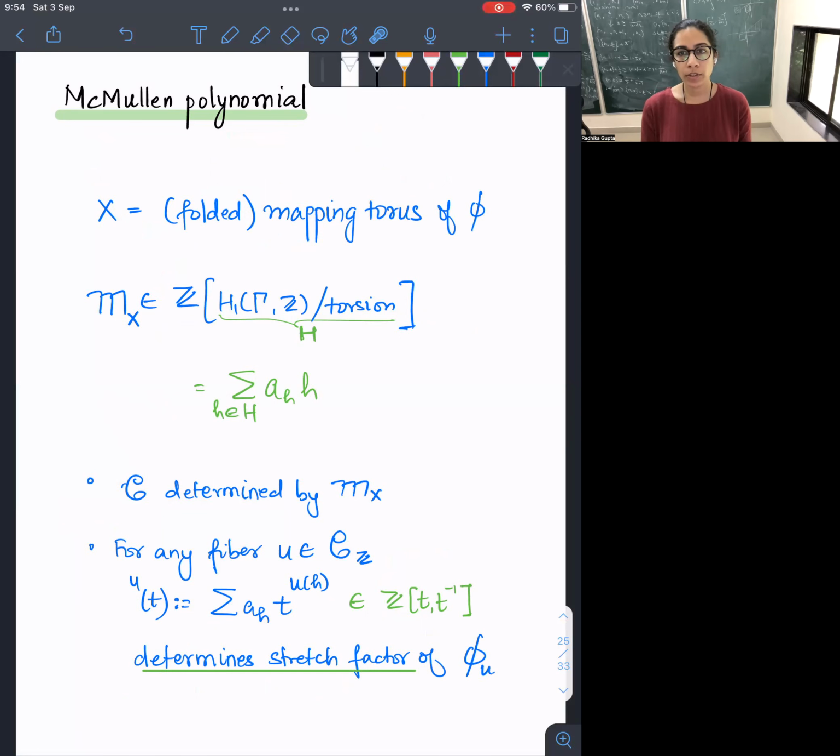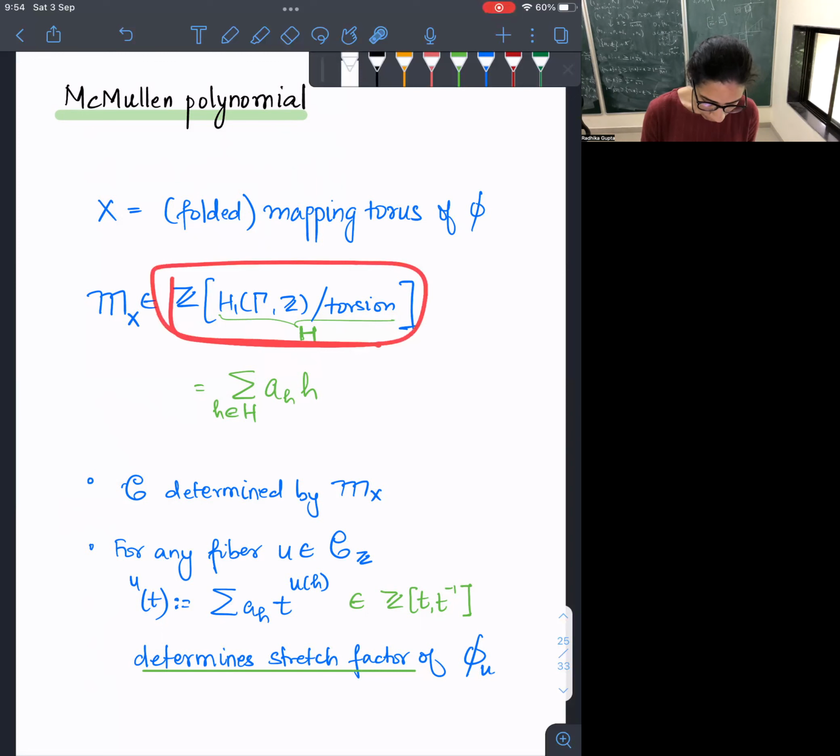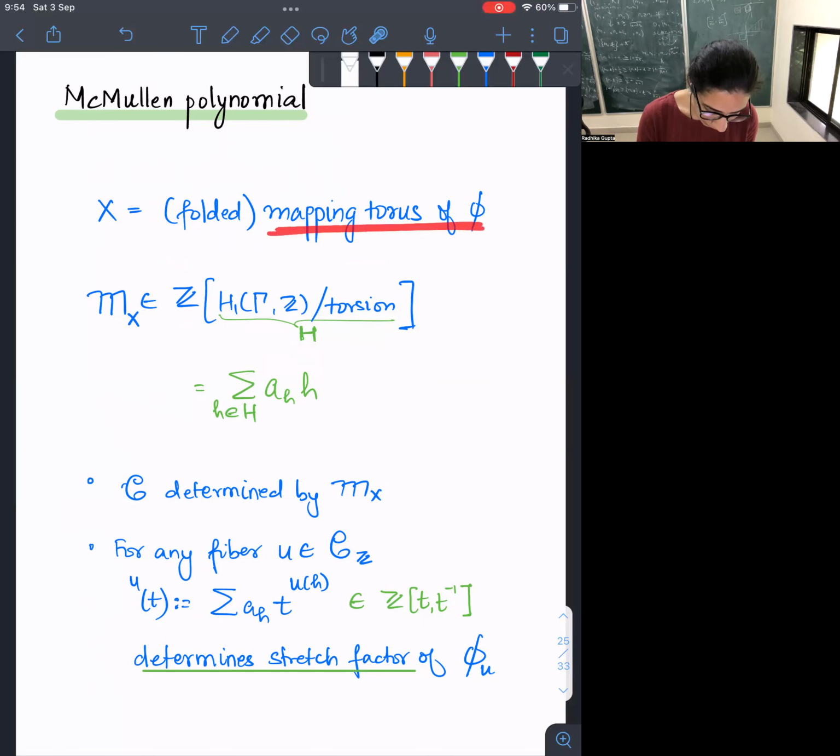So the McMullen polynomial would be analogous to the Teichmüller polynomial. It's a polynomial in this group ring ZH. And again, this McMullen polynomial depends on some choices, like what kind of mapping torus you choose for your free group automorphism. But it determines the cone of sections, like as before, the Teichmüller polynomial determines the fibered cone.